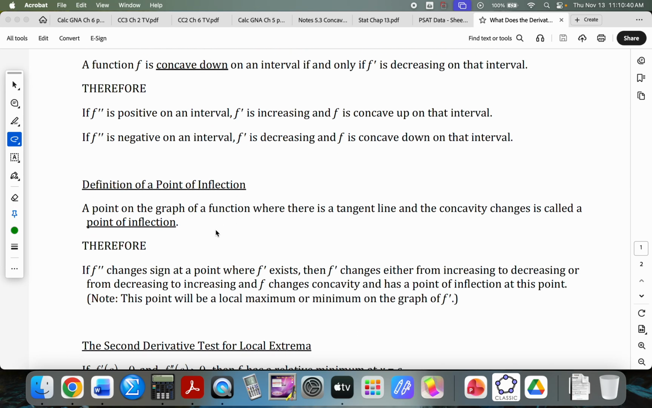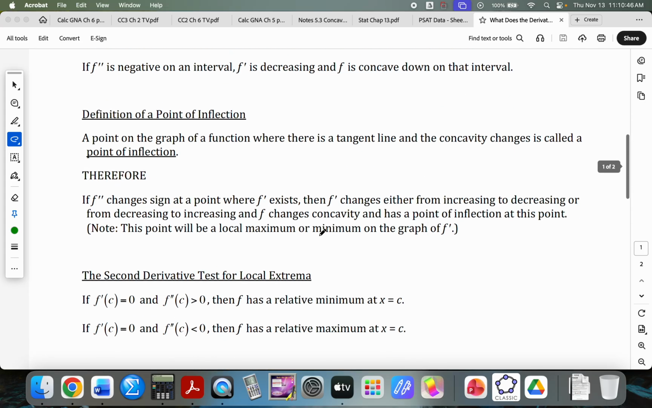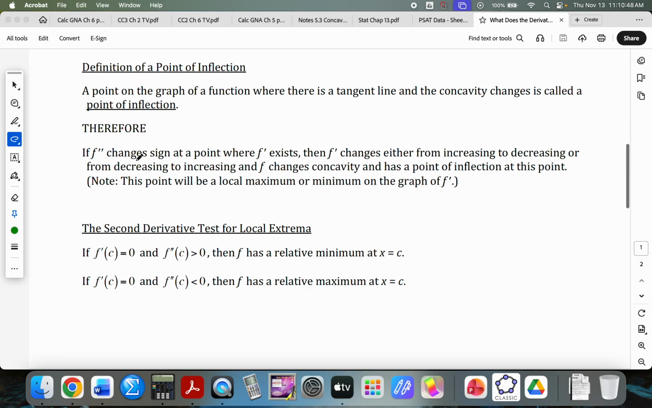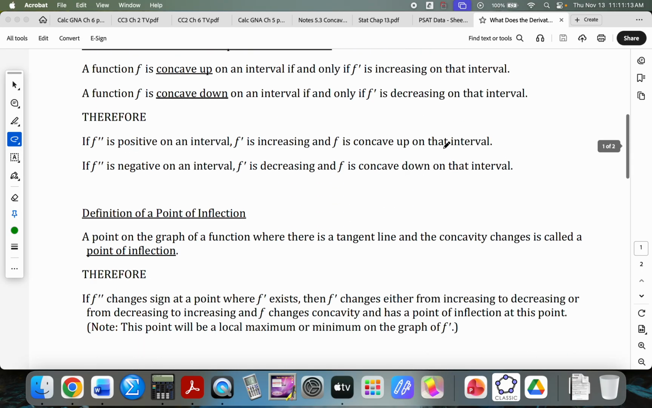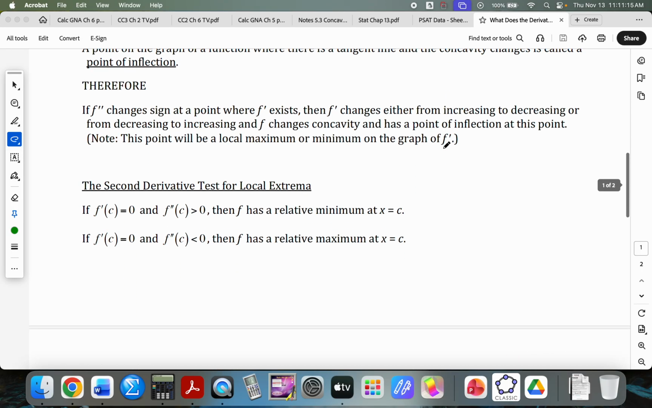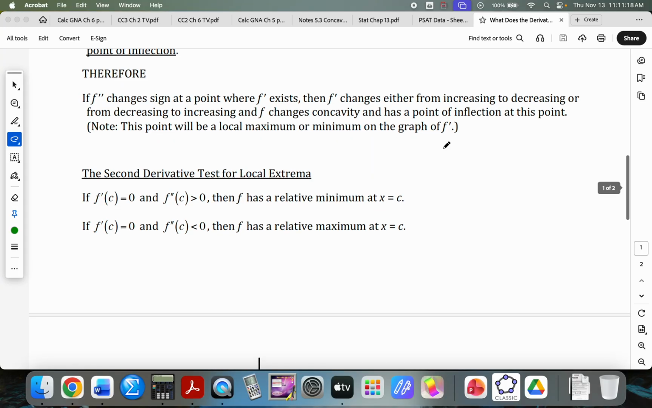A point of inflection is where there is a tangent line and the concavity changes. Therefore, if f double prime changes sign at a point where f prime exists, then f prime changes from increasing to decreasing or decreasing to increasing, and f changes concavity and has a point of inflection. And it points out here, this point will be a local maximum or a local minimum on the graph of f, which is what we did earlier, right? And then there's the second derivative test for local extrema.